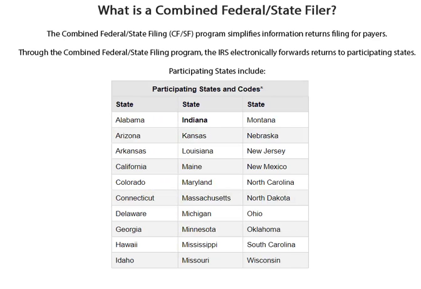What is a Combined Federal State Filer? The Combined Federal State Filing Program simplifies information returns filing for payers. Through the Combined Federal State Filing Program, the IRS electronically forwards original returns to participating states. The participating states are listed below.